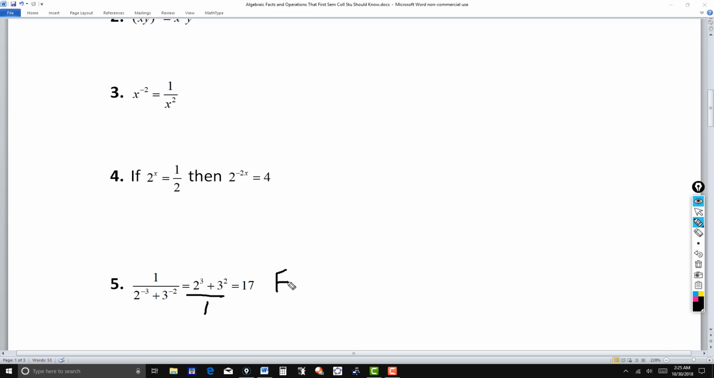Because in the ones we did, we didn't have this plus sign. It was a single term in the bottom. So we could say something like this. We could say, okay, 2 to the negative 3, that can be 1 over, we can do it this way. Plus, and then the next one can be written as 1 over 3 to the second.